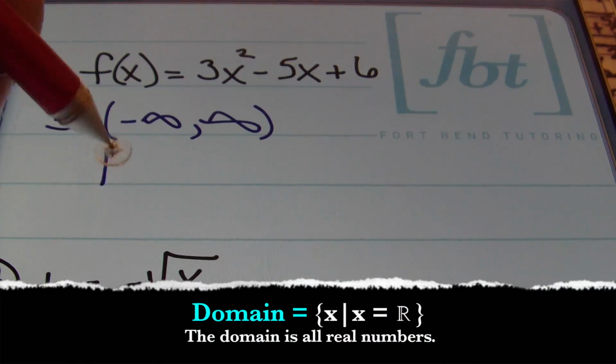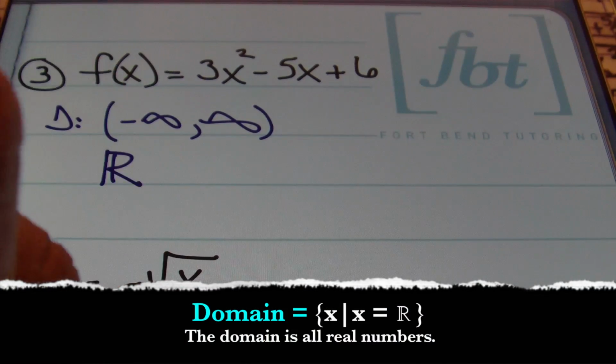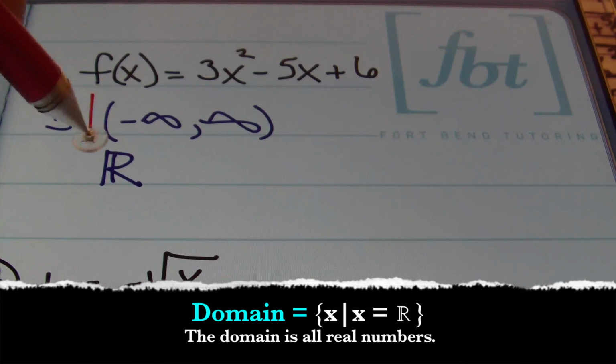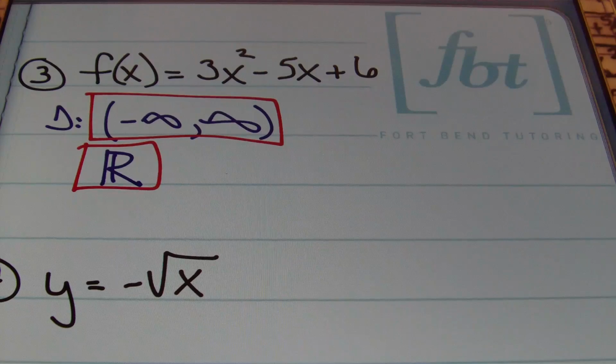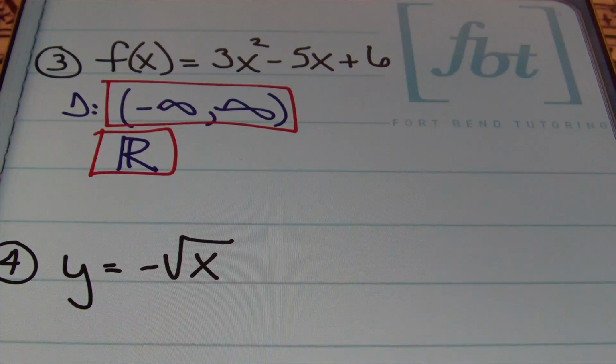Oh, you wanted to write that all real numbers symbol? There you go. You can take either one of those and take it to the bank. All right, just like that. That was problem number 3. Let's continue with this. I am having too much fun with you today.